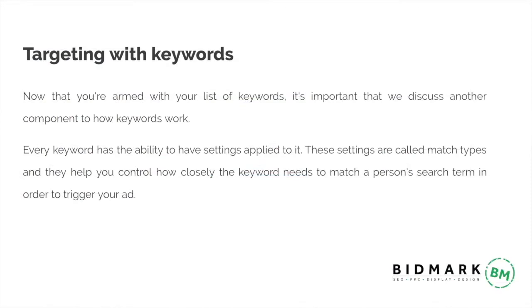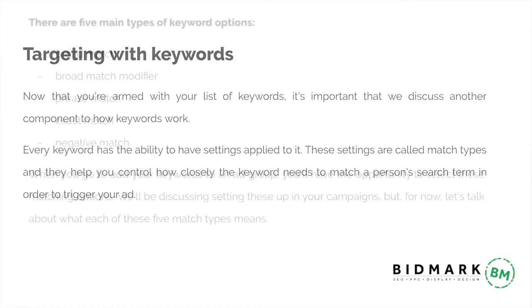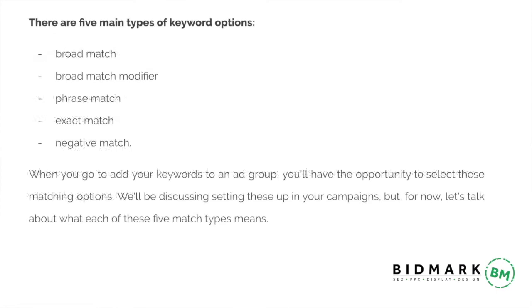Now that you're armed with a list of keywords, it's important that we discuss another component to how keywords work. Every keyword has the ability to have settings applied to it. These settings are called match types, and they help you control how closely the keyword needs to match a person's search term in order to trigger your ad. Within AdWords, there are 5 main types of keyword options. They're called broad match, broad match modifier, phrase match, exact match, and negative match.